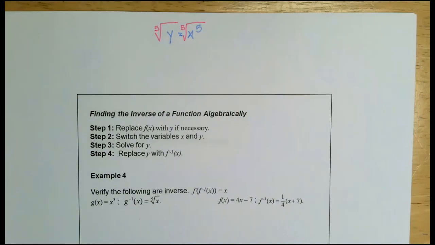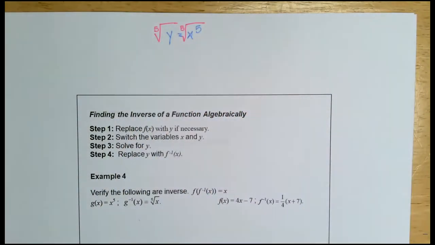And the opposite, what undoes taking the 5th root of a number? Raising it to the 5th power, right? We know that, but we need to prove it algebraically, okay? So the way we would do that is we would take the composition of two functions, and just like before, if you are left with only the variable, that proves mathematically that they are inverses of one another, right?